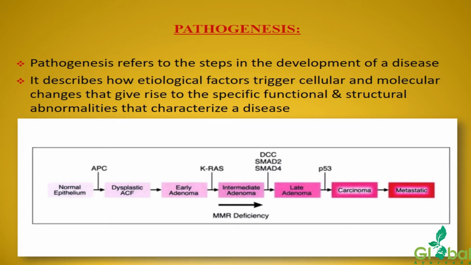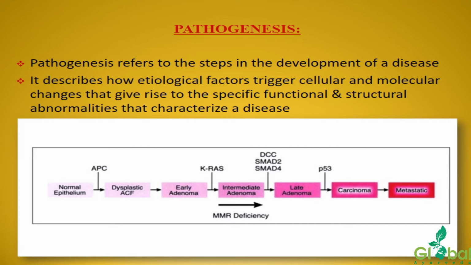Because of these changes at the cellular and molecular level, there will be further functional and structural abnormalities. So with respect to a cell, a tissue, or an organ, the function or the structure of that particular cell or organ will become abnormal. So that we will consider as a diseased stage. These kinds of conditions will cause formation of a disease, so that we will discuss under pathogenesis.